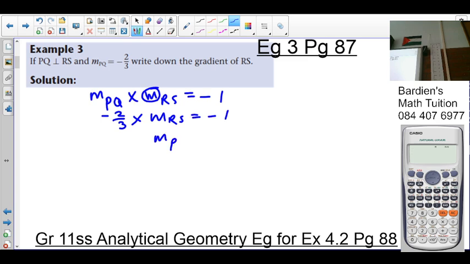So what is the gradient of RS? Run your calculators. It's going to be negative 1 divided by negative 2 over 3. So they give you 3 over 3. People, if you could have seen straight, so there would be 3 over 2, I could have gone straight into the solution. Okay, you guys understand? Okay.